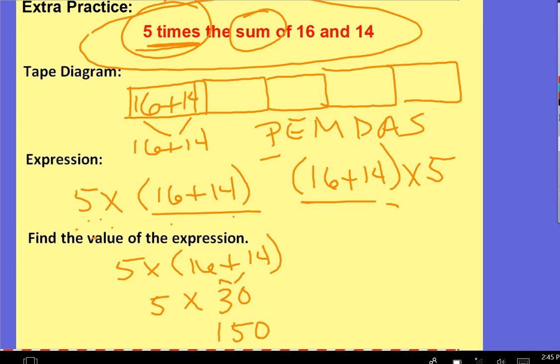So you'll notice if I didn't have those parentheses on this particular problem, that would mean I would have a different answer when I got finished. Because first I would need to multiply 5 times 16, and then I would add 14 to that product. That is not what my statement up here says. So without the parentheses, it would be considered an incorrect expression for that statement.